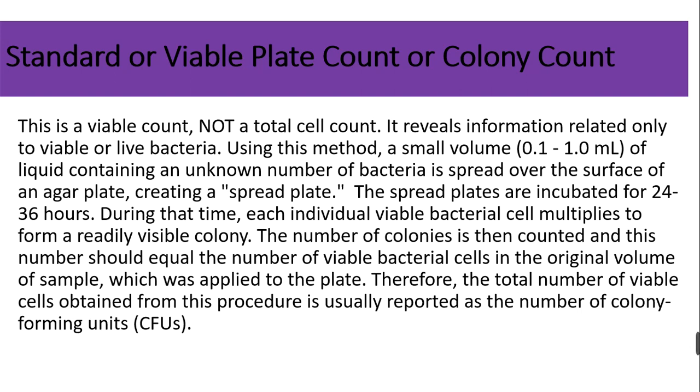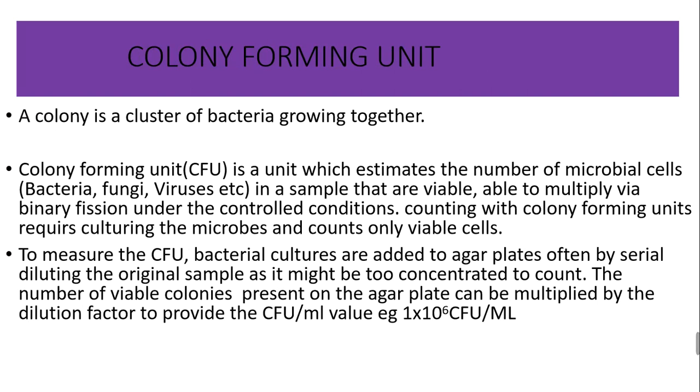So now we are moving to the viable plate count method. This method is called viable because it reveals the information of living bacteria. It's a very important method that is used, and in this method a very small volume, 0.1 or 1 ml of your liquid containing the unknown bacteria, is used. And importantly, we use the colony forming unit to calculate this in this method. A colony is a cluster of bacteria growing together, which you can obviously see on a petri dish.